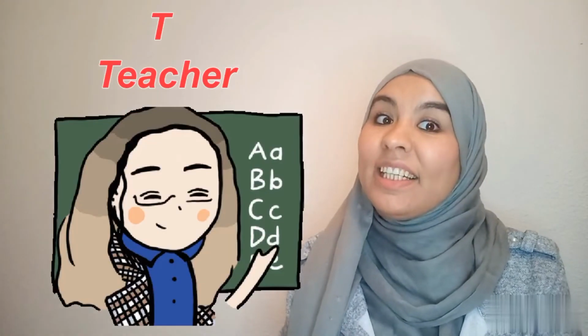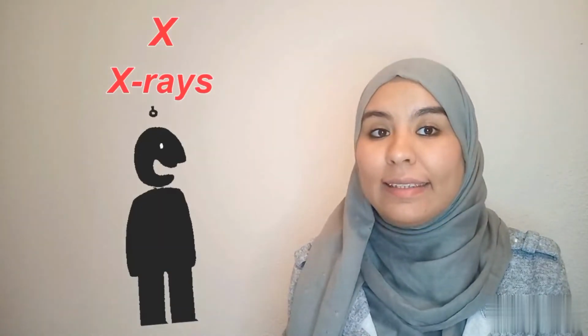T, teacher. U, umbrella. V, violin. W, water. X, X-rays. Y, yellow. Z, zebra.